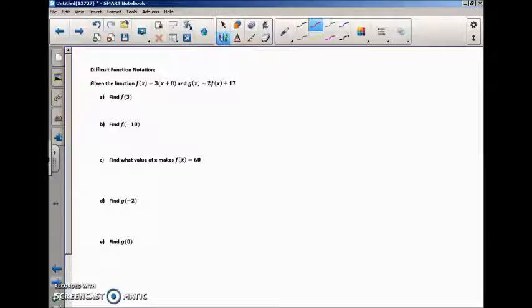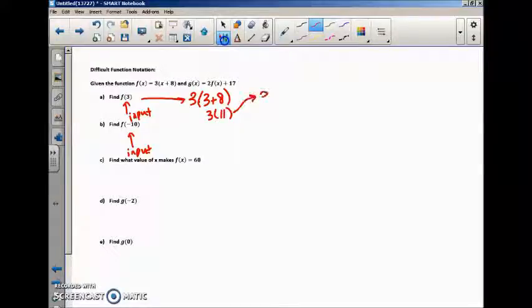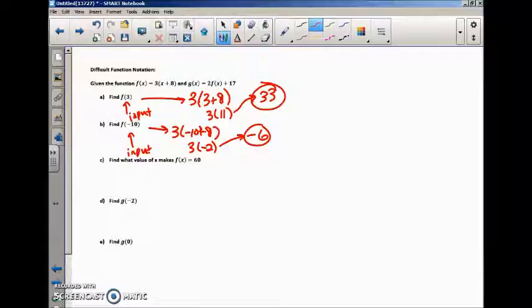Okay, so difficult function notation. It's all about input versus output. If you get inputs, plug them in. So we got 3 and -10. We're going to plug them in here. Oh, made a little mistake there. And see where that goes. This ends up being 33 as an output. This ends up being -6. So given the input, we plug it in to find the output.